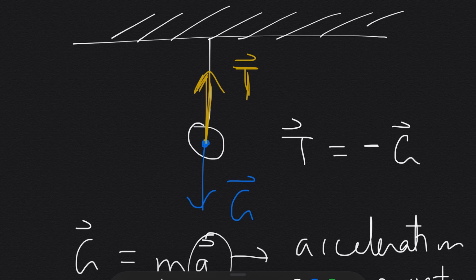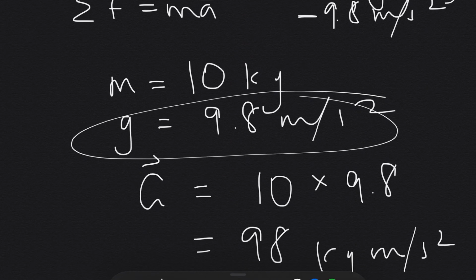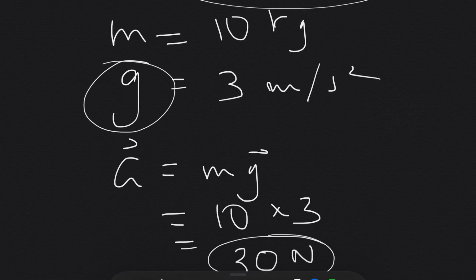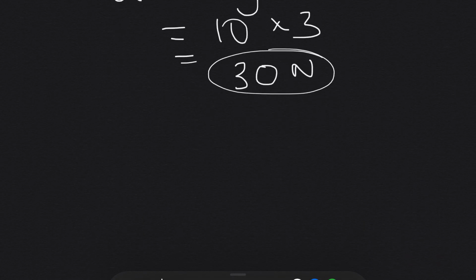And now that you know the gravitational force, you can calculate the tension. The tension is just whatever you got for G, but opposite. So if you got G as 98 over here, the T value, the tension value, is just minus 98 newtons. And in this case, it's just minus 30 newtons. Hope that makes sense. Now we're not quite done yet.